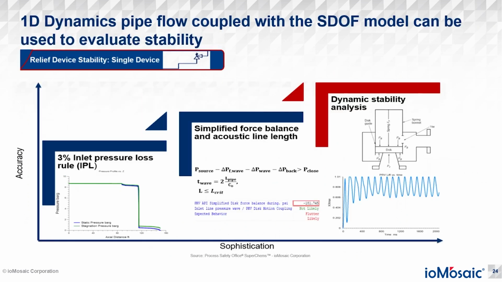Now, if we go down the more engineering analysis route as presented in the API standards, we can see here the different levels of accuracy and sophistication. So again, 3% rule, simplified force balance and acoustic line length analysis, but then the 1D dynamics, or the flow dynamics, is on the right end of the spectrum, where we get the greatest amount of accuracy, but it does come with a lot of sophistication. The computational time is quite significant. So that's where things like force balances are very easy to use to at least screen the system to see if it's worth moving on to dynamics.